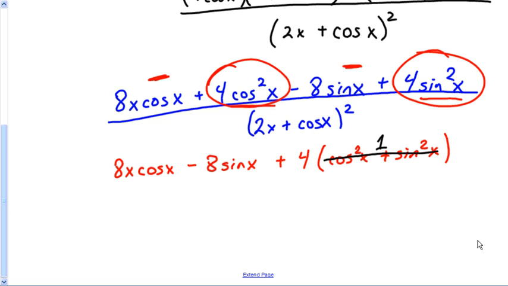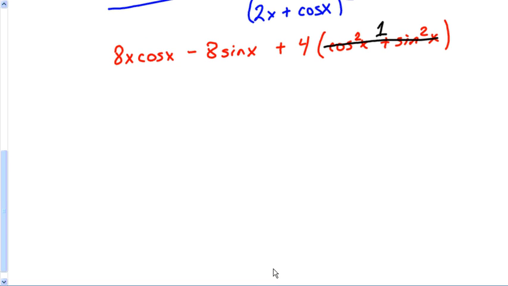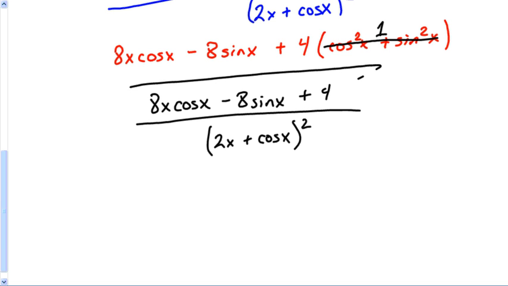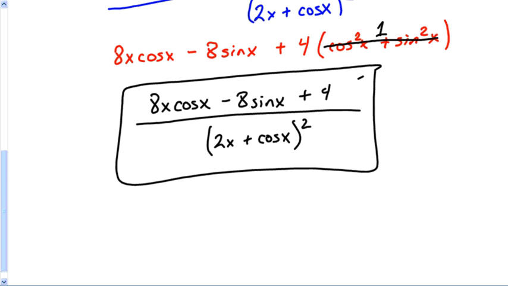So look at what this does. My final answer, I haven't wolframmed it, but I can imagine my final answer will probably be 8x cosine x minus 8 sine x plus 4 over 2x plus cosine x, square. And by golly, that's going to be my final answer. That's my story, and I'm sticking to it.